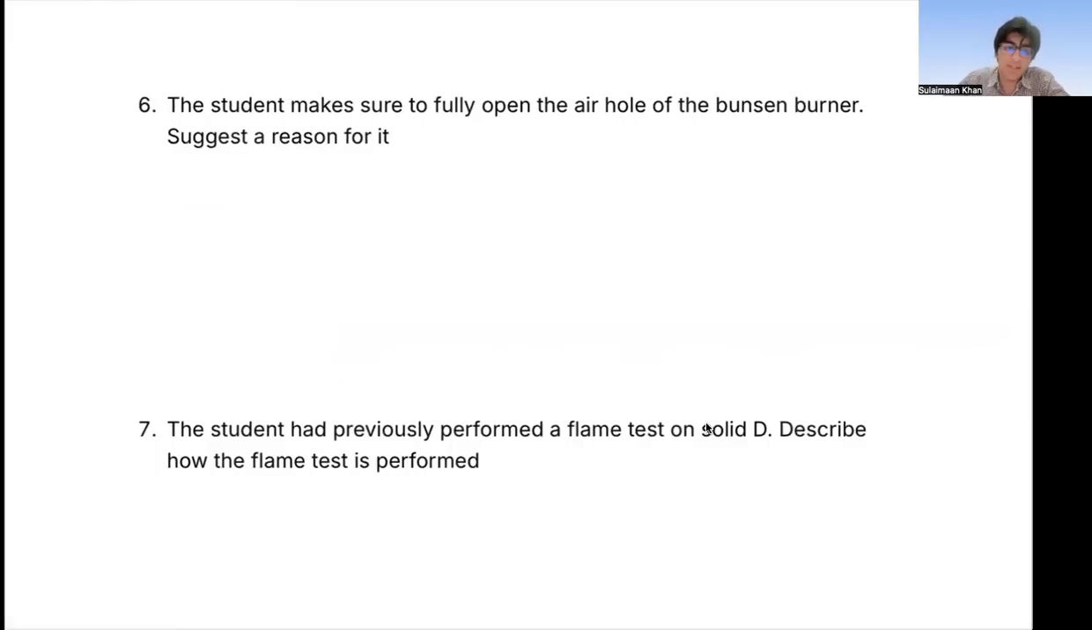The student makes sure to fully open the air hole of the Bunsen burner. Suggest a reason for it. Why would he fully open the air hole? Well, when you open the air hole of the Bunsen burner properly, your teachers should have performed these experiments in class, but since they haven't, let me do it.